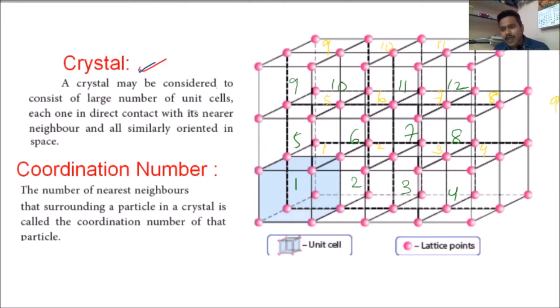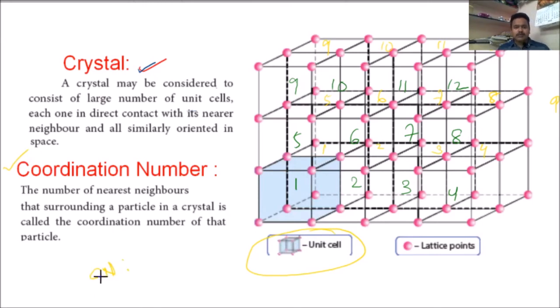That is equal to 18 cubes. The smallest one cube is what you are calling a unit cell. That is what a unit cell is here. And the next term is coordination number. What is this? Coordination number.